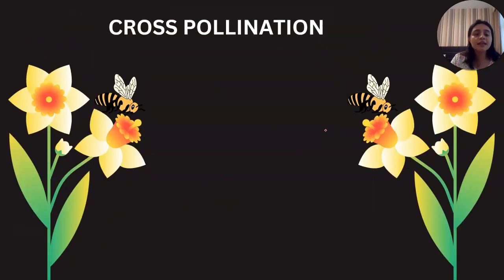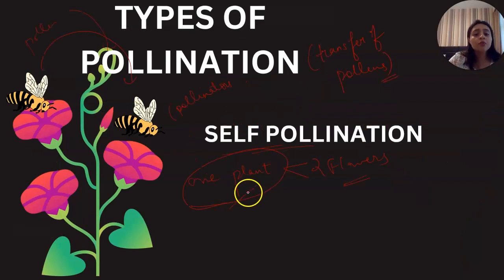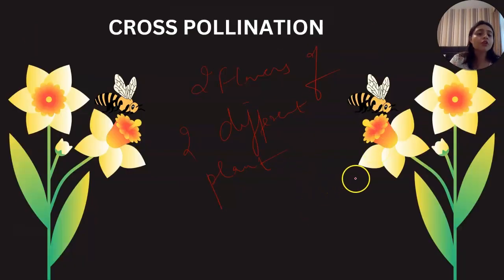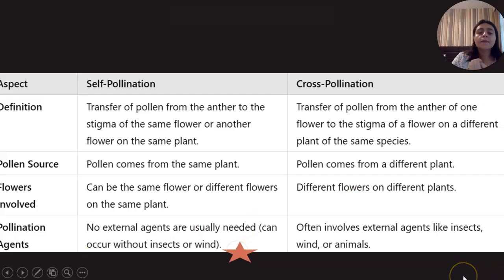On the other side there is cross pollination, where two flowers of two different plants are involved. Where only one plant but two flowers are involved, it is known as self pollination. But when two flowers of two different plants are involved, that is known as cross pollination. These are the major differences between self pollination and cross pollination.